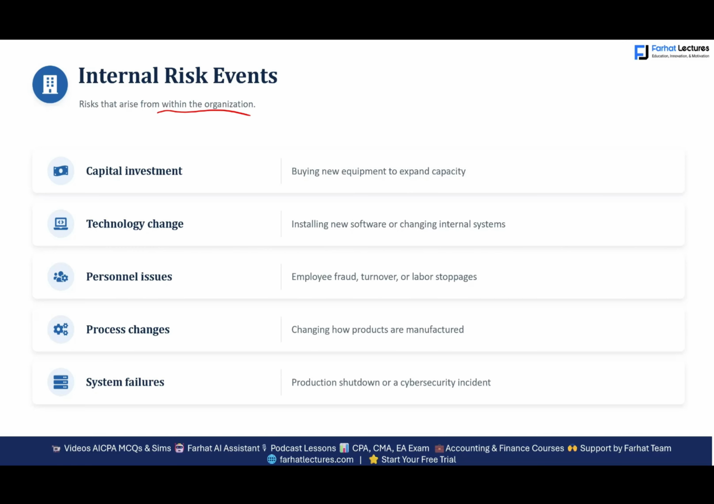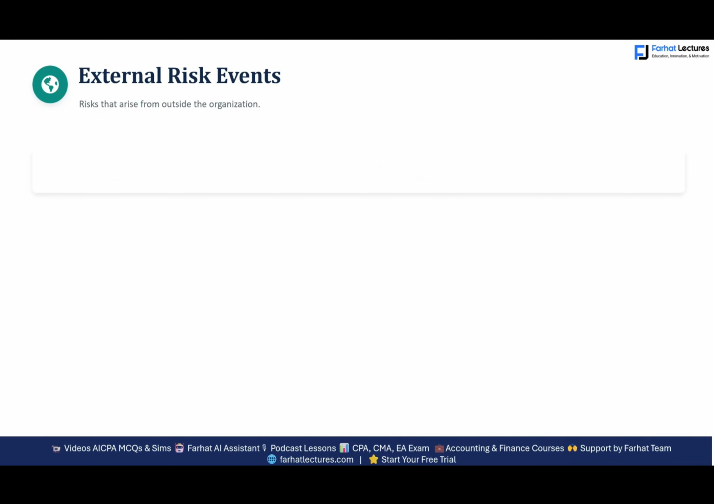Production shutdown, or we have a cybersecurity incident, or think about a ransom attack that shuts down the company's ordering system. Those are all internal risks that we need to be aware of, that they are within the organization, that there's something we can do about them. Now we have to identify external risk events. They arise from outside the organization.